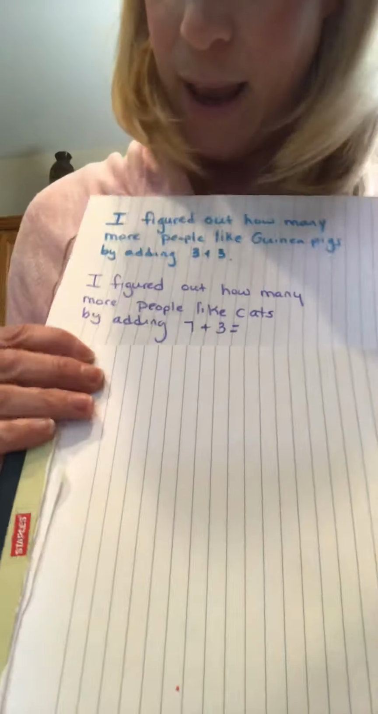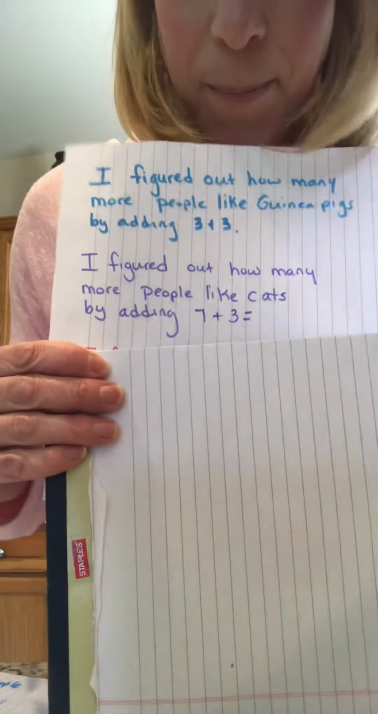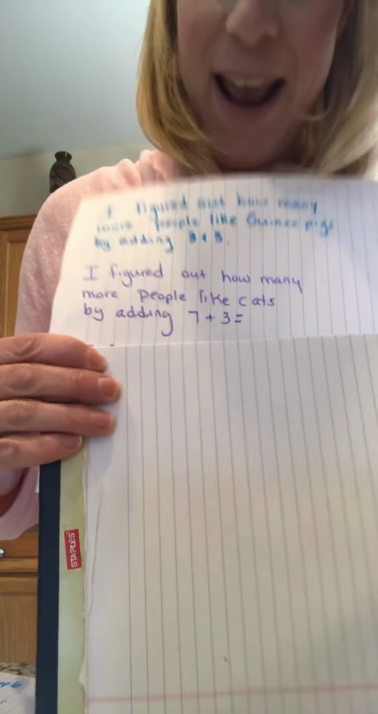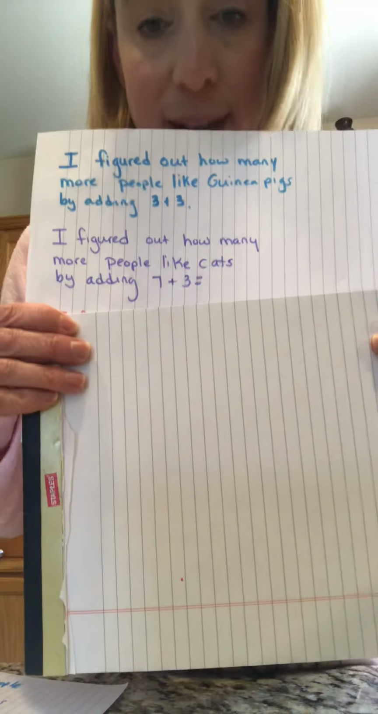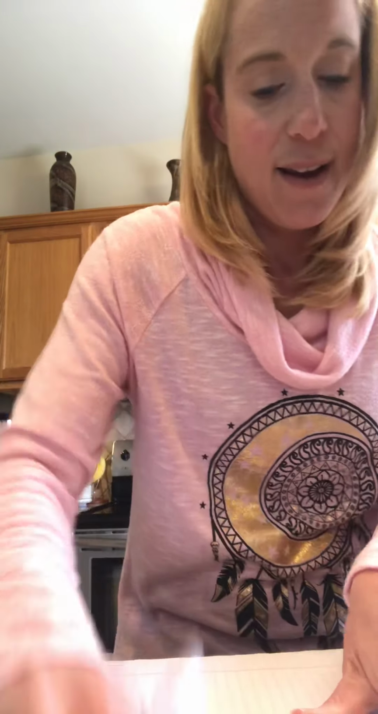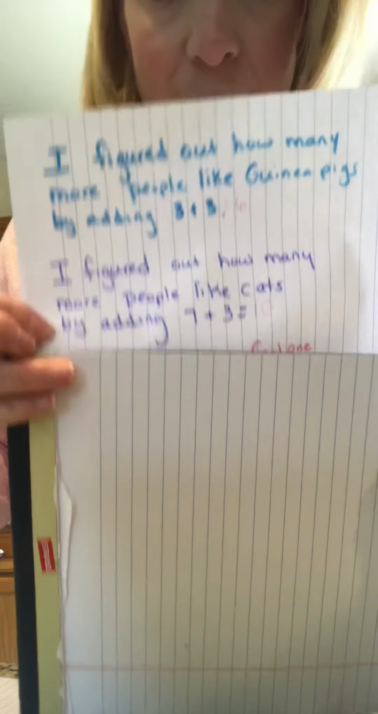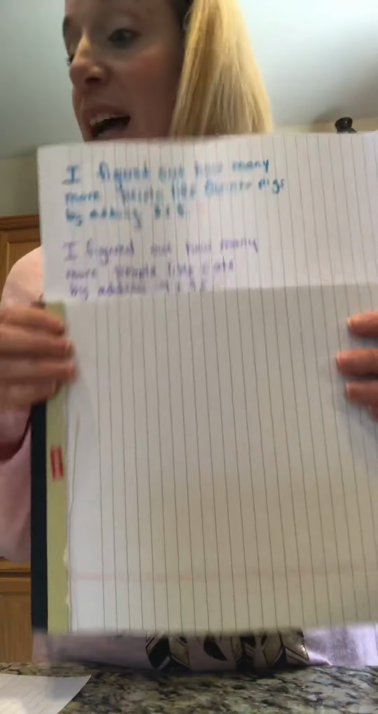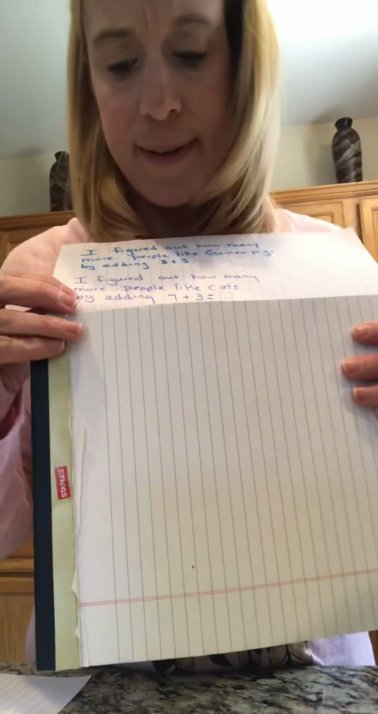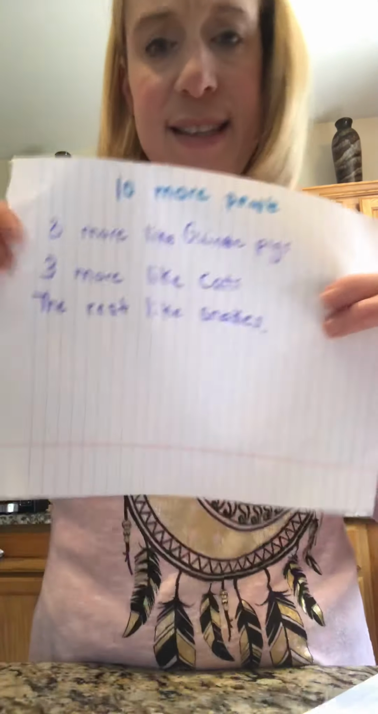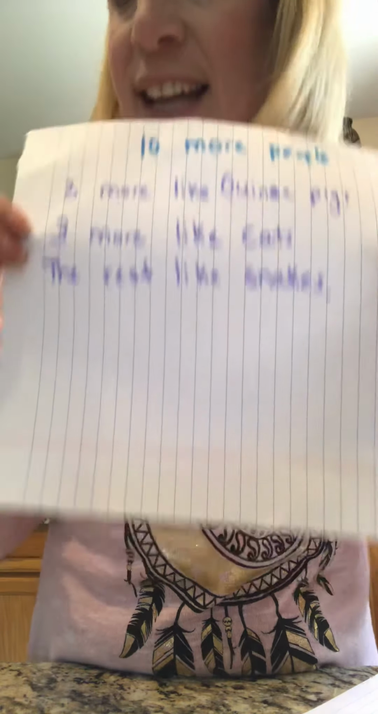So I'll read it. I figured out how many more people like cats by adding 7 plus 3. Okay, and I got to my 10. I should write that in. Equals 10. And the same with the first one, I'm going to write equals 6. I think that explains it better by adding that. Okay, now finally the biggest step, it was actually 2 or 3 steps to get to where it says the rest like snakes.